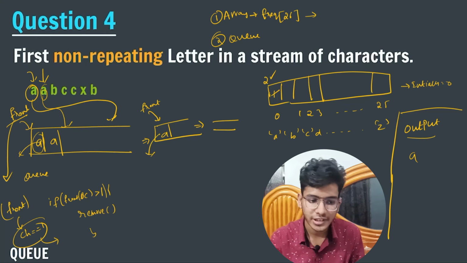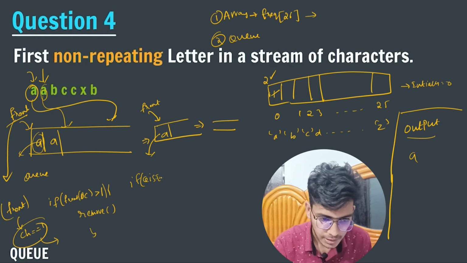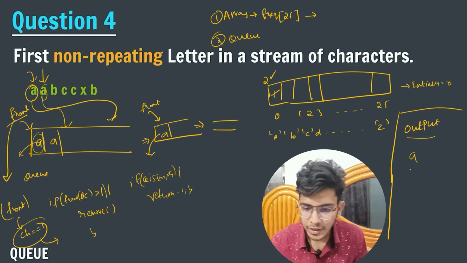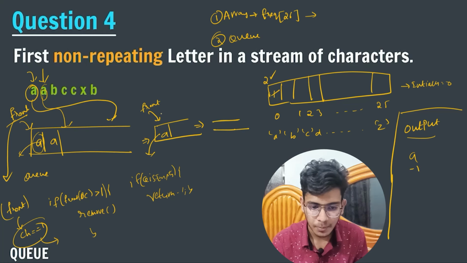If my queue is empty, then return -1 or print -1, right? So I will print -1 here. Now this is my queue. This is my present queue.